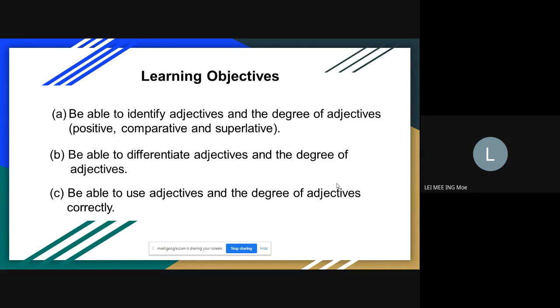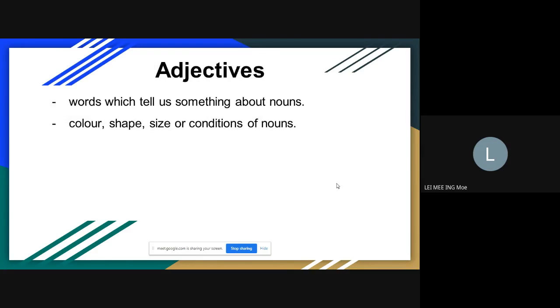So first, you need to know what adjectives are. Adjectives are words which tell us something about nouns, which means that they describe a noun. The nouns here are maybe people, animals, or things. So we have adjectives on color, shape, size, or condition. The condition here includes maybe our behavior, feelings, or materials of the things.